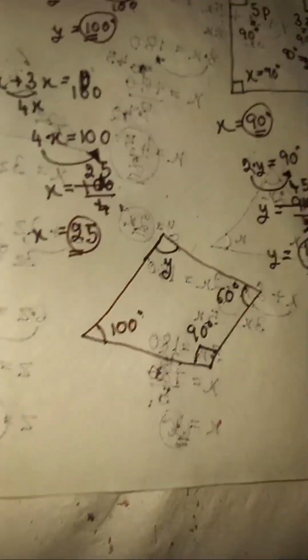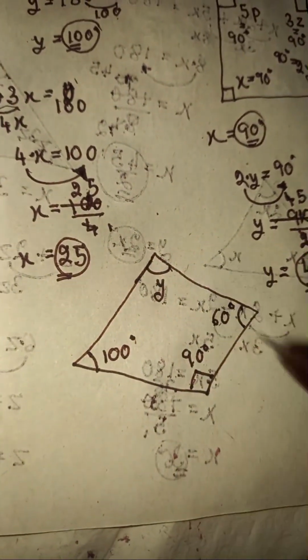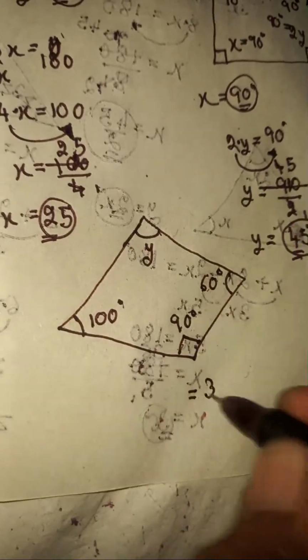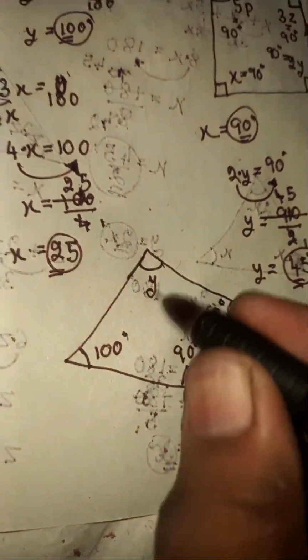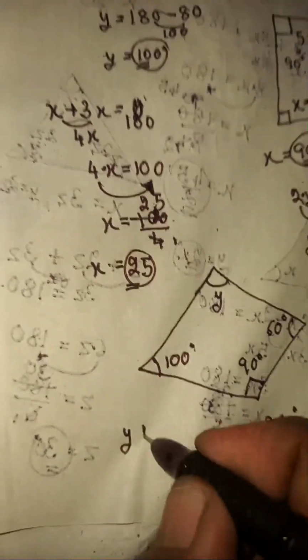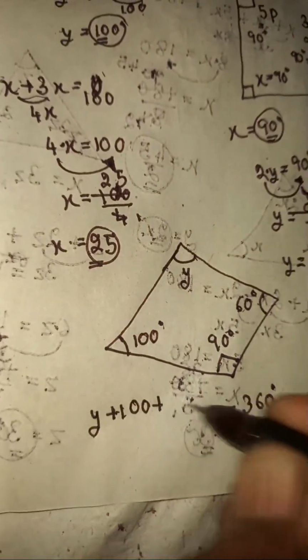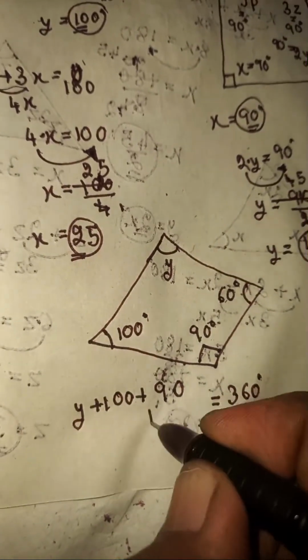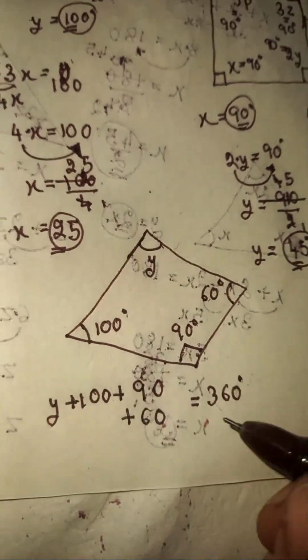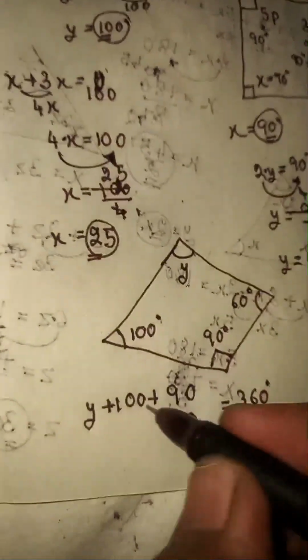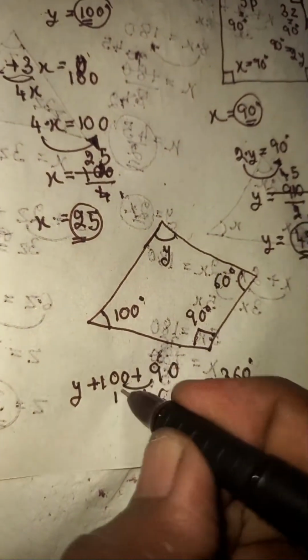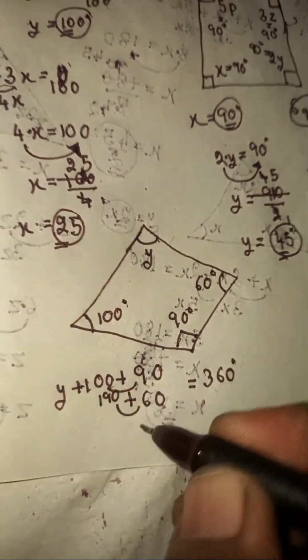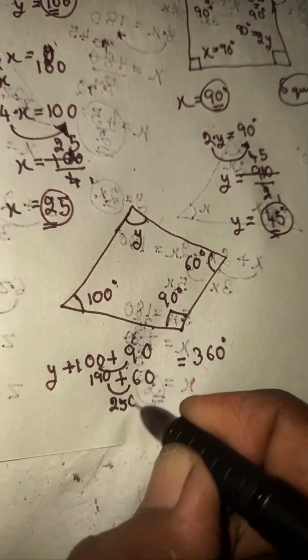I can do it. Any quadrilateral, when you sum, their sum going to be equal to 360 degrees. So sum them all. Y plus 100 degrees plus 90 degrees plus 60 degrees going to be equal to 360 degrees. You can add them. 100 plus 90 becomes 190. 190 plus 60 becomes 250.